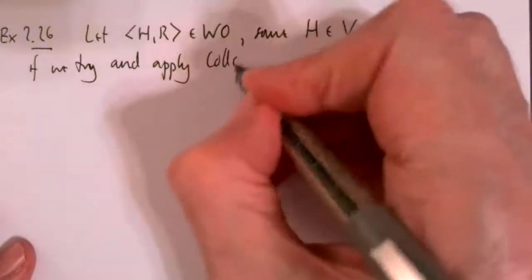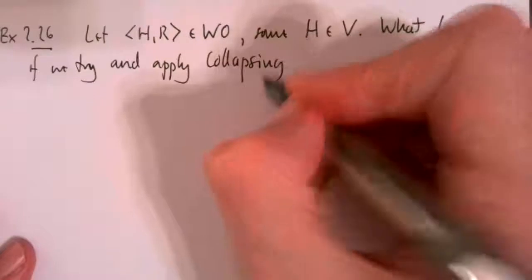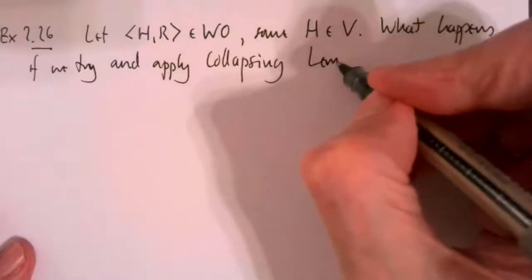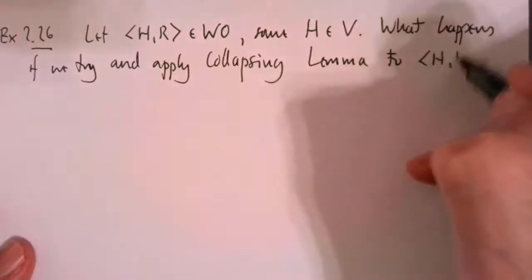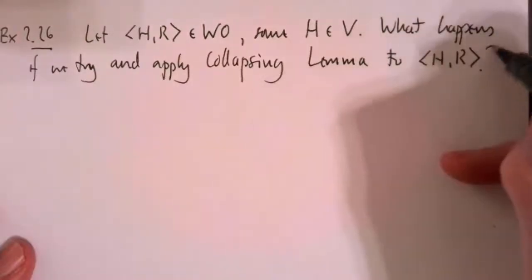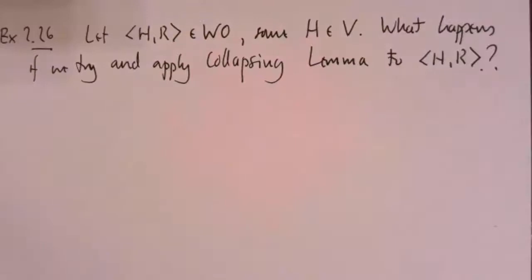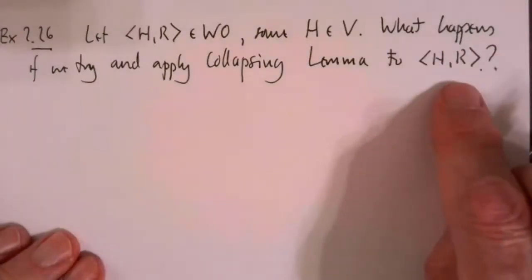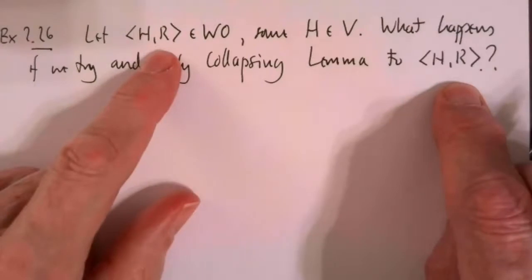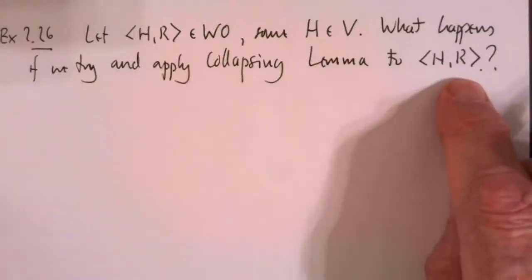So I'll just say the collapsing lemma to H R. Well, to be able to do so, we need that this is well-founded and extensional. Well, I'm told it's well-ordered, so that's the well-foundedness taken care of, right, in here.